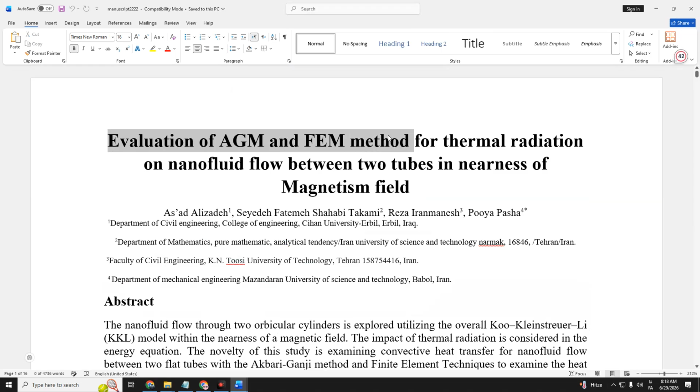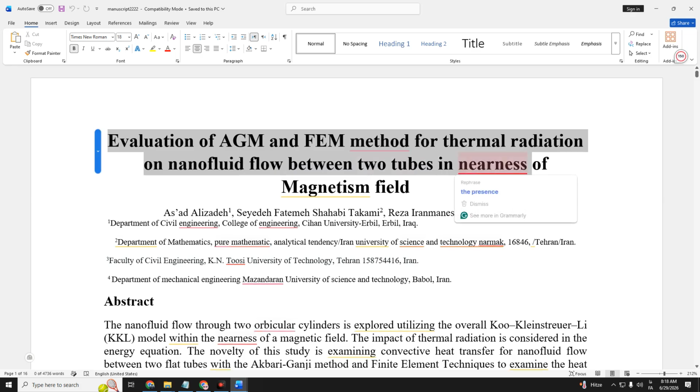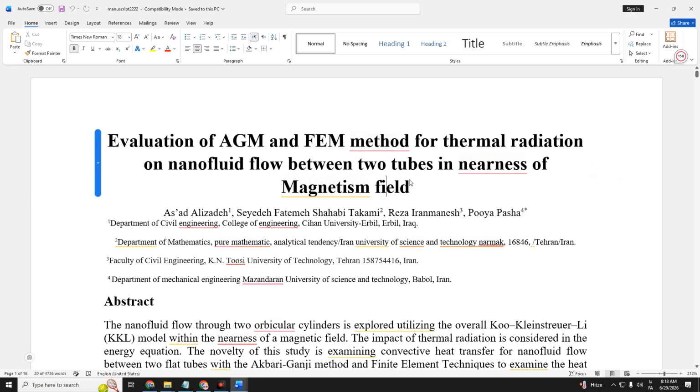This is the evaluation of AGM method for thermal radiation of nanofluid from two tubes in the presence of a magnetic field.